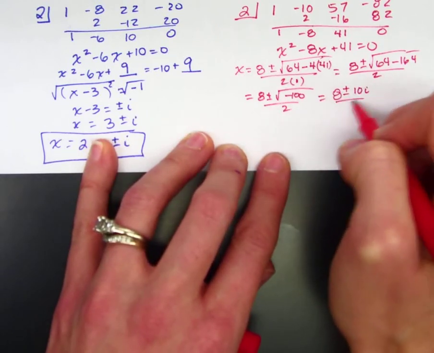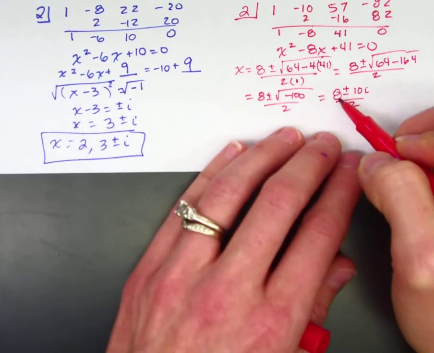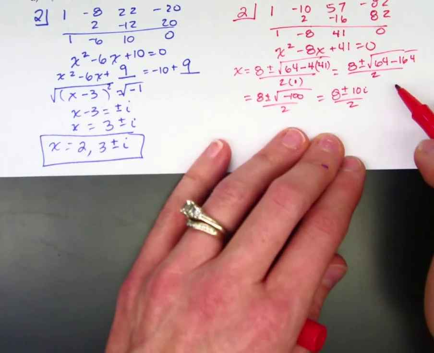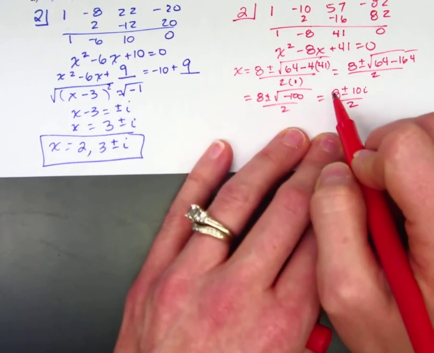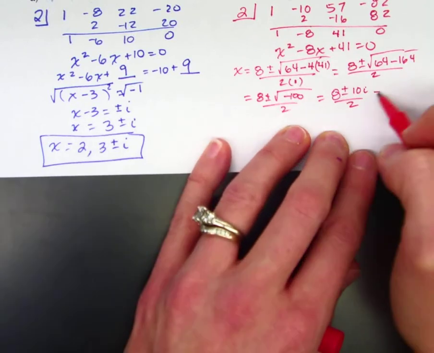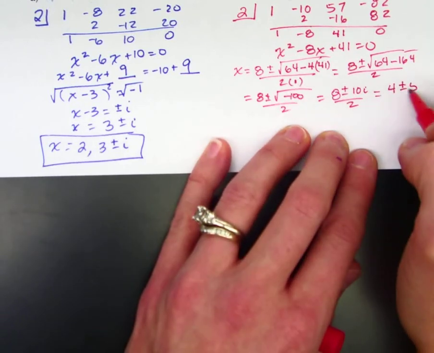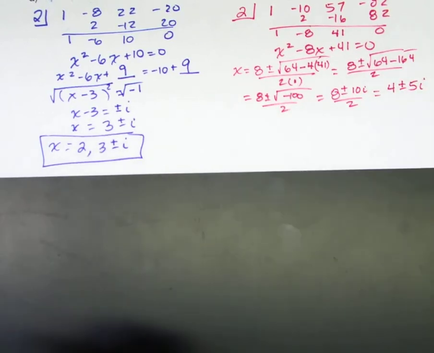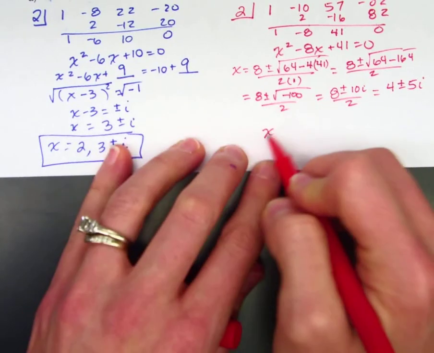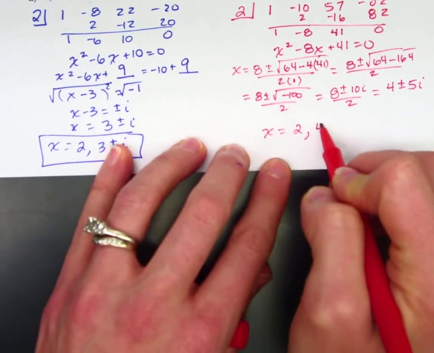Which is 8 plus or minus 10i over 2. All right, now you can either factor a 2 out of the top or remember that you have to divide both of these by 2. So in this case, we get 4 plus or minus 5i. All right, so our zeros for this problem are going to be 2 and 4 plus or minus 5i.